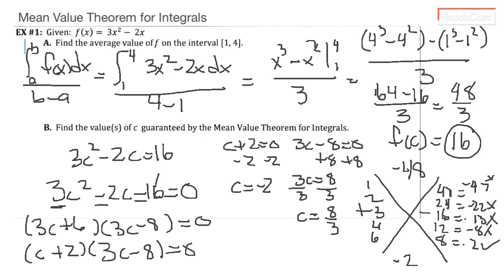Now, only one of these numbers is in the interval from 1 to 4. That's the number we're going to use, and that is 8/3. So we cannot use -2. It's not between 1 and 4. So now let's look at example 2.